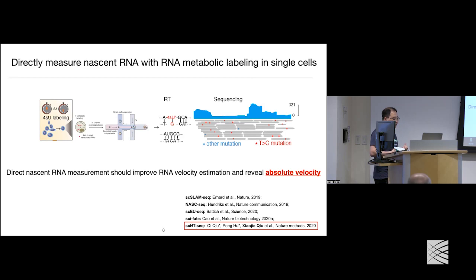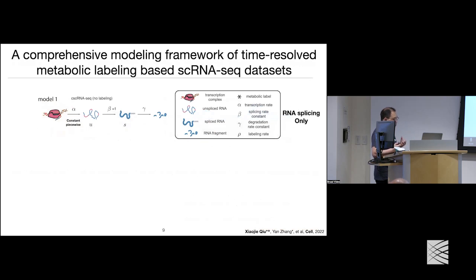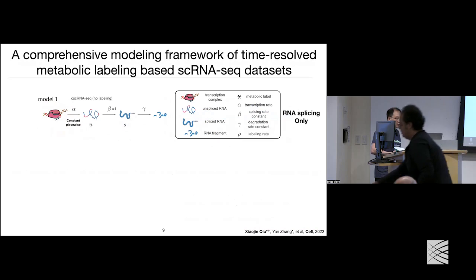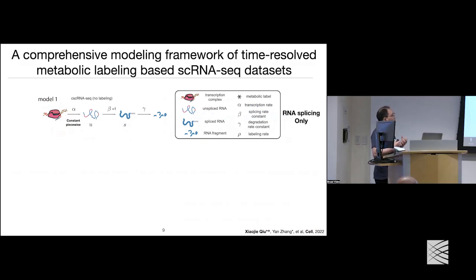So I believe this kind of data will enable us to not only improve the robustness of RNA velocity estimation, but also give us absolute instead of relative velocity, or velocity that actually has a physical meaning, like how many molecules are produced in a unit of time. So then, in order to analyze this kind of data, we developed a comprehensive modeling framework to estimate the kinetic parameters. It's the first step for RNA velocity estimation. So without going into too much technical detail, here I'm going to just show you that we have, in general, 3 different models to model different data types.